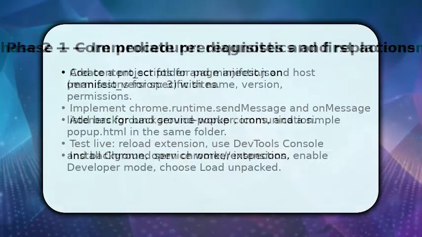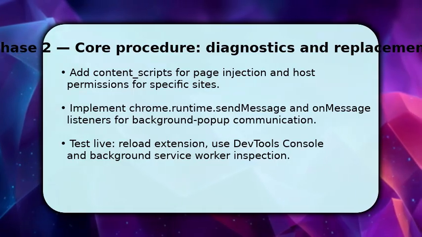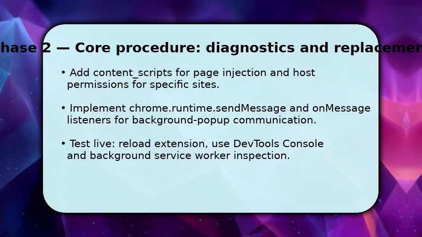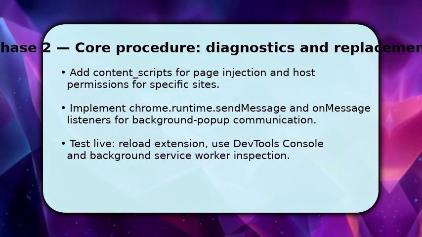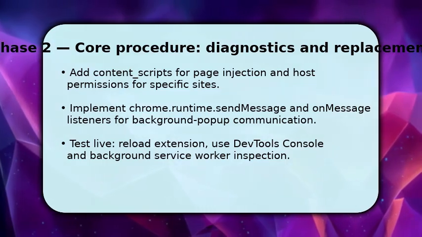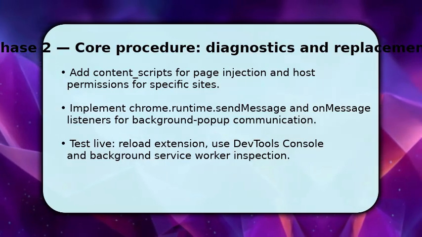Next, implement the core logic. Add content scripts in the manifest to inject your code into pages and request host permissions for the domains you target. Then wire messaging, use chrome.runtime.sendMessage from the popup or content scripts and chrome.runtime.onMessage in the background service worker to coordinate tasks.